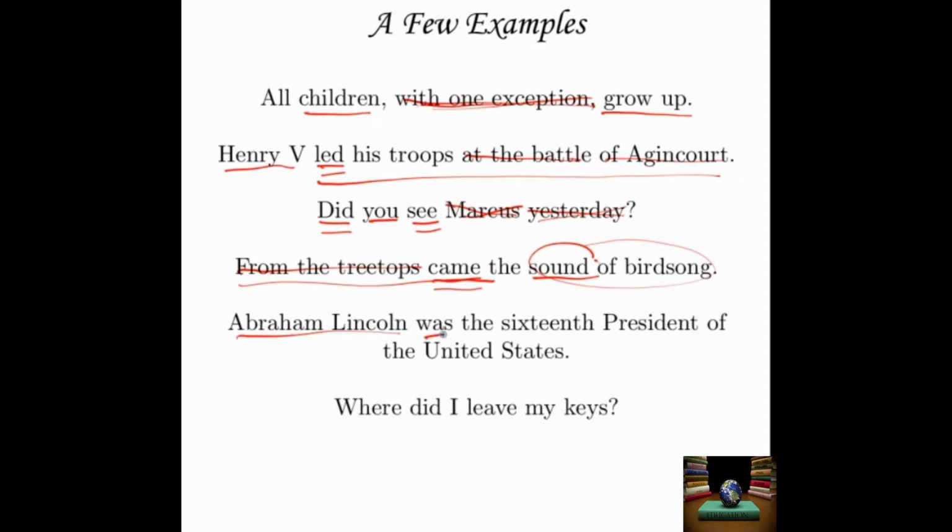Abraham Lincoln, subject, was verb, the 16th President of the United States. So the complete predicate would be all of that. And finally, where did I leave my keys?